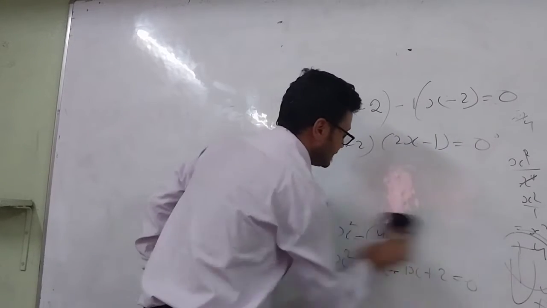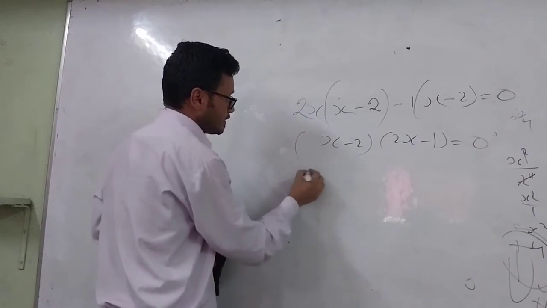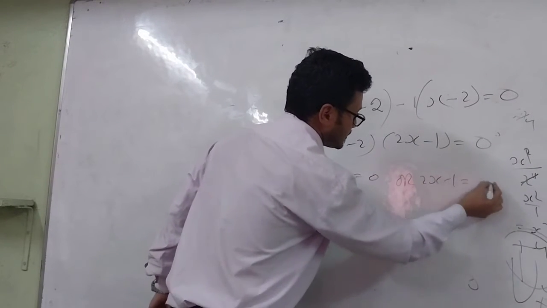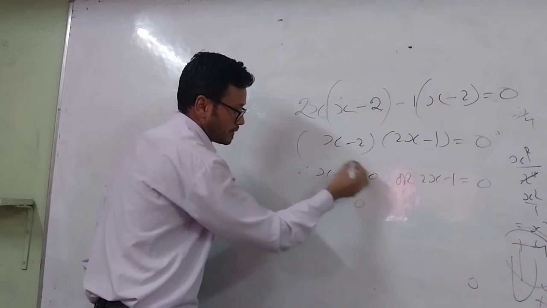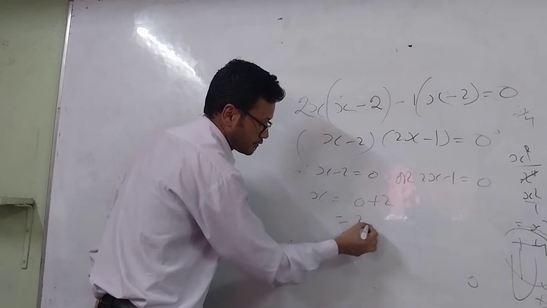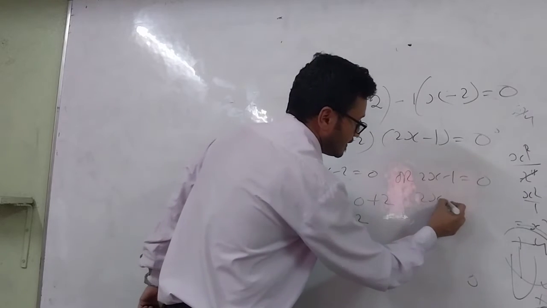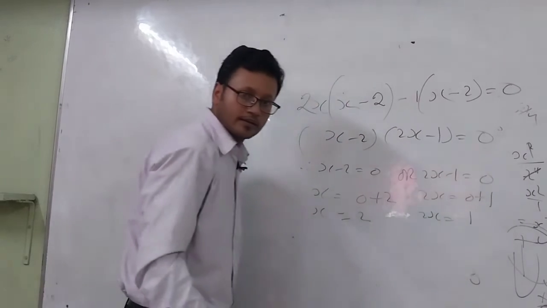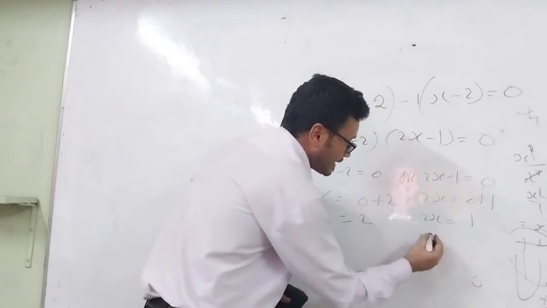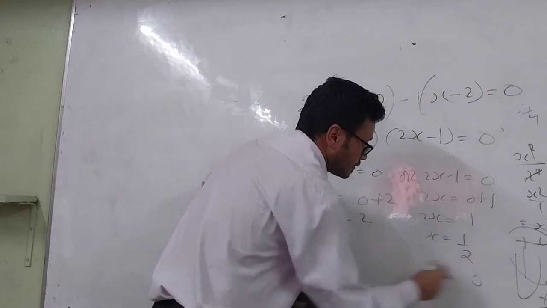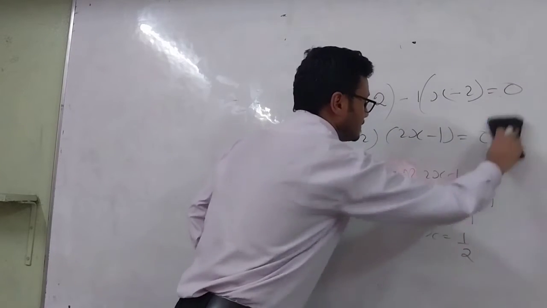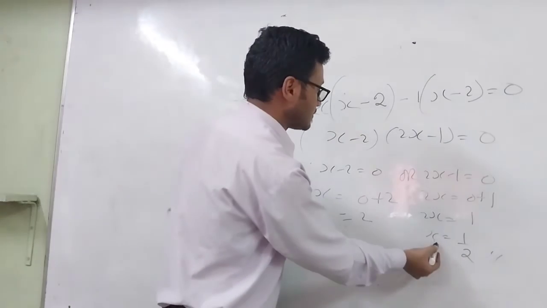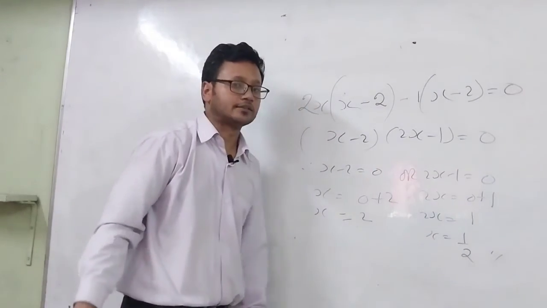Therefore x minus 2 equals 0, or 2x minus 1 equals 0. x equals 0, minus becomes plus, plus 2, first answer. And again 0 plus 1, then 2x equals 1. Understood? Then x equals 1 by 2. Now there are two answers. The first answer is x equals 2, and the second answer is x equals 1 by 2. This is the final answer.